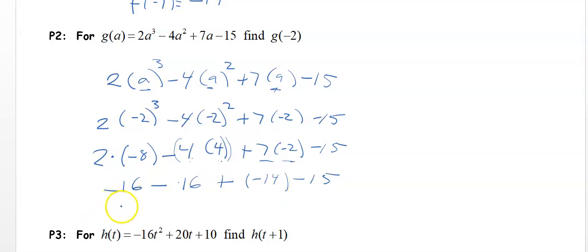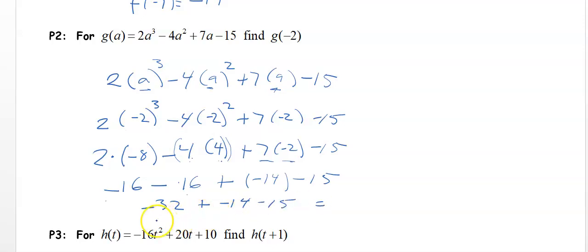Now I have all these signed numbers to add. I move left to right doing addition or subtraction in the order they appear. I do not do this addition first. I have a negative 16 minus another 16, that's minus 32, plus a negative 14 minus 15.